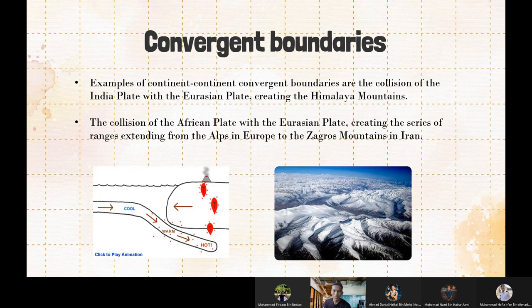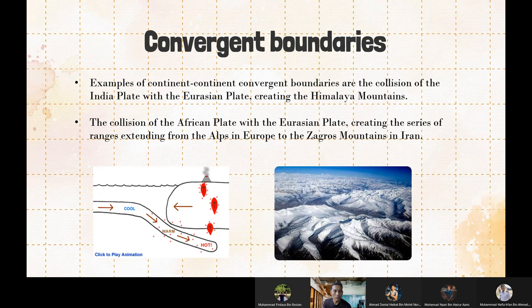Next slide. Okay, next is convergent boundaries. Examples of continental convergent boundaries are the collision of the India plate with the Eurasian plate creating the Himalaya mountains, and the collision of the Africa plate with the Eurasian plate creating the series of ranges extending from the Alps in Europe to the Zagros Mountains in Iran. Another example is the Pacific Ring of Fire.